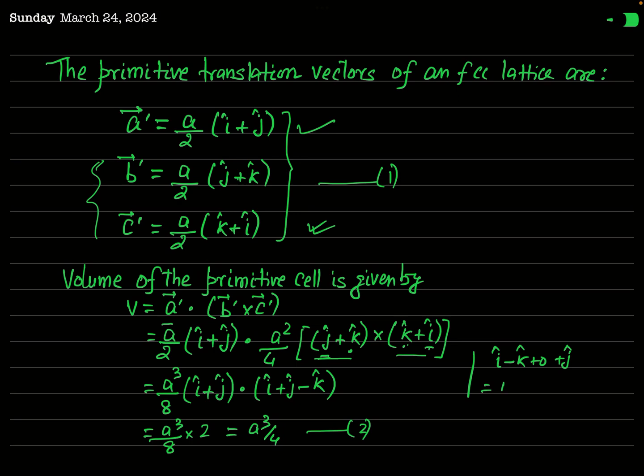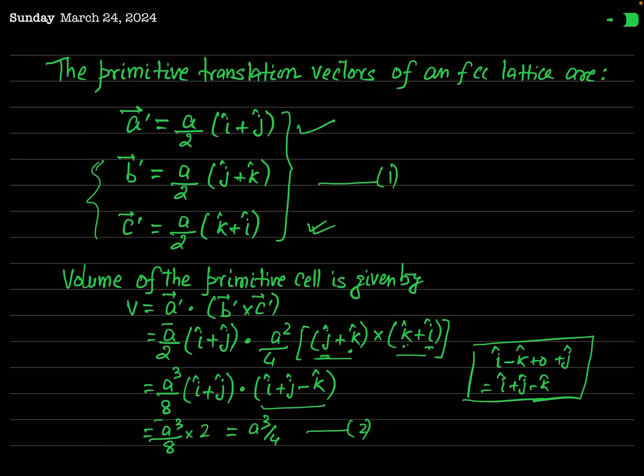So this product will be what? This will be I plus J minus K. Okay? I plus J minus K. And this factor A square by 4 remains at each. And I have actually multiplied this A square by 4 to A by 2, and that will be A cube by 8. Okay? And this is I plus J minus K.